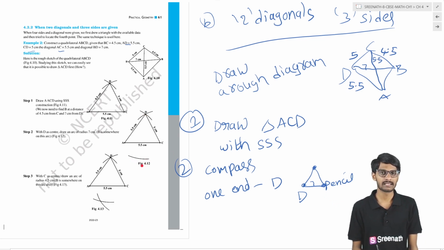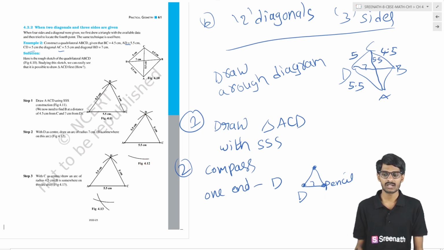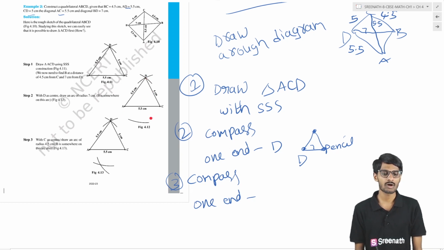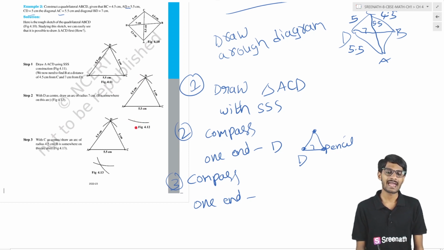So it will come like that. And what is the next thing? Again take the compass, and again put one end, and from here we have to draw an arc, and then draw another arc so that their intersection point will be the other point. For that, do you know the distance from D to the fourth point? It is known, which he has given already.